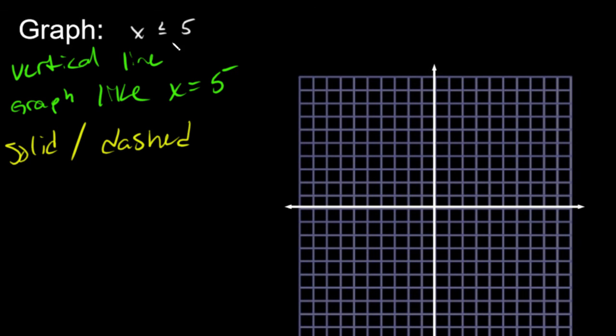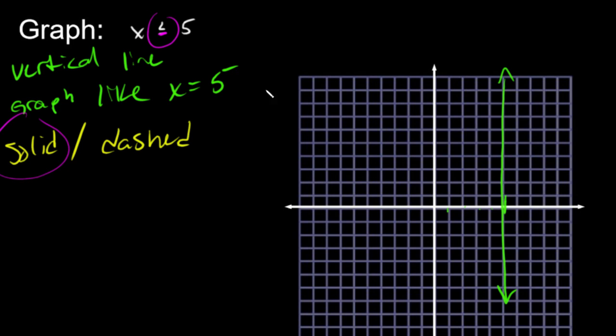Then you have to decide solid or dashed line. So look at the problem and tell me if it's solid or dashed. It is solid because it's equal to. And so you graph it like x equals 5, and that looks like this. 1, 2, 3, 4, 5. The x value of 5, and it's a solid line like this.